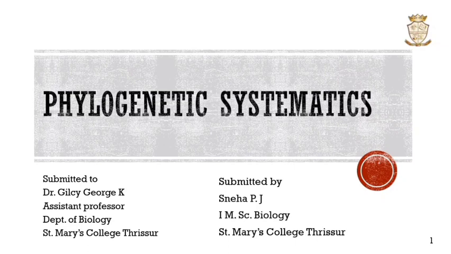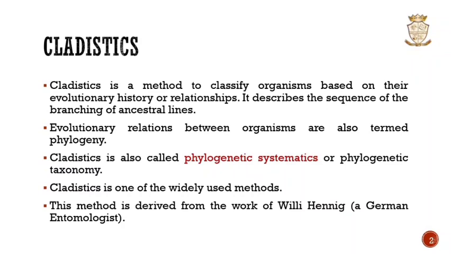Welcome all. The topic is phylogenetic systematics. Cladistics is a statistical method used to classify organisms based on their evolutionary history or relationship. It describes the sequence of the branching of ancestral lines. The evolutionary relations between organisms are also termed phylogeny.